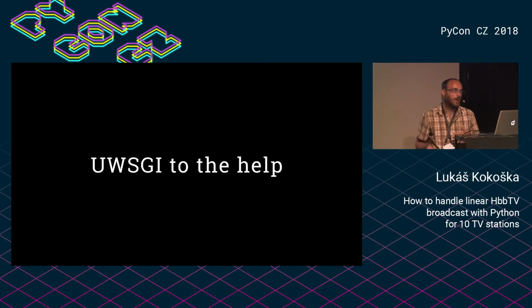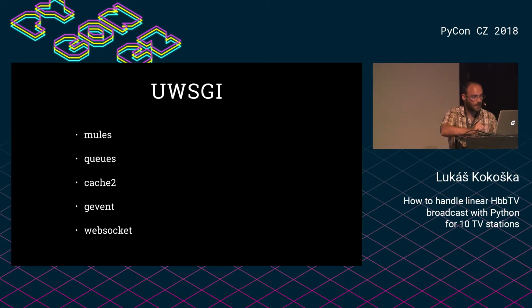So from now on, it will not be a rerun of my presentation from last year. It will be more like examples of how to use uWSGI for such a problem. So, what modules or features of uWSGI have we used? It's mules, queues, caches, and Gevent with WebSocket.